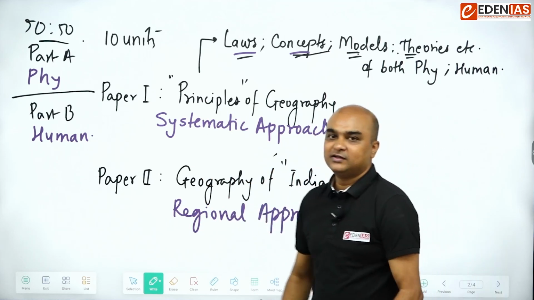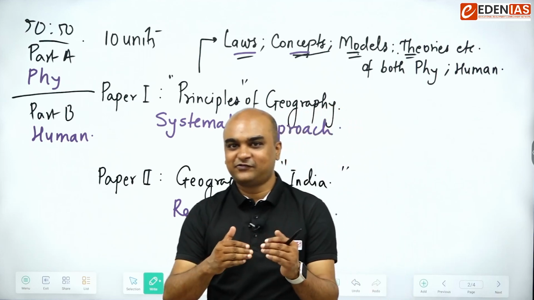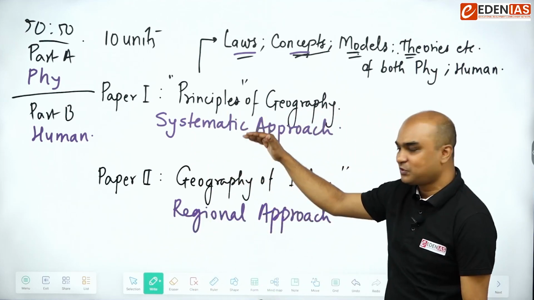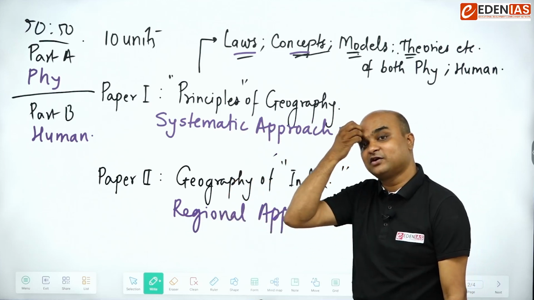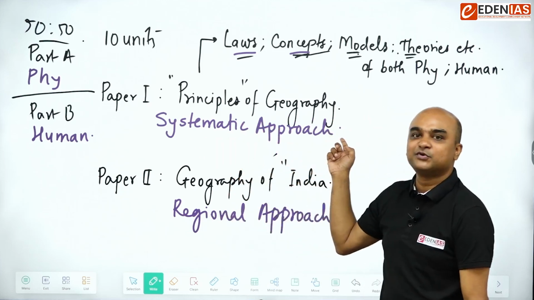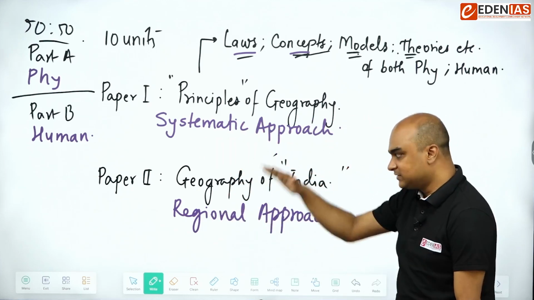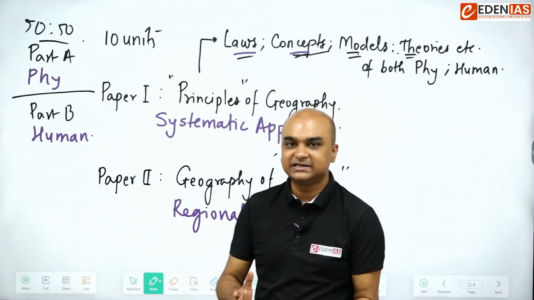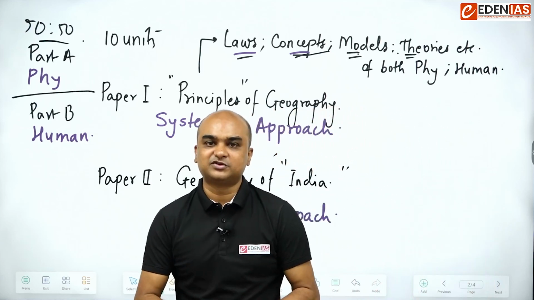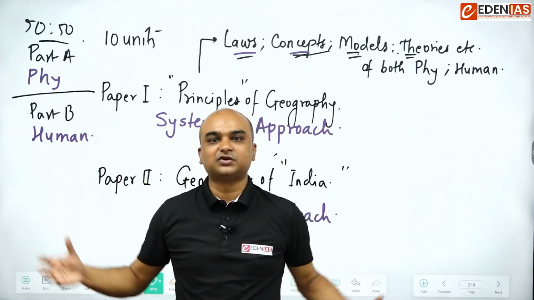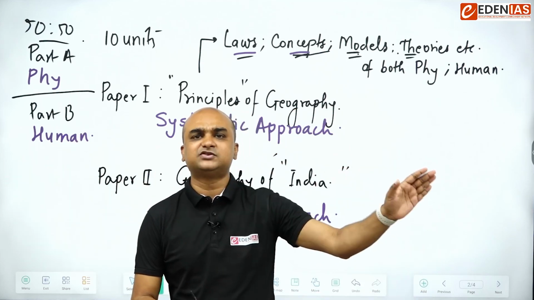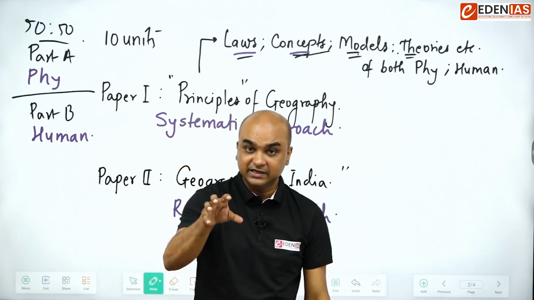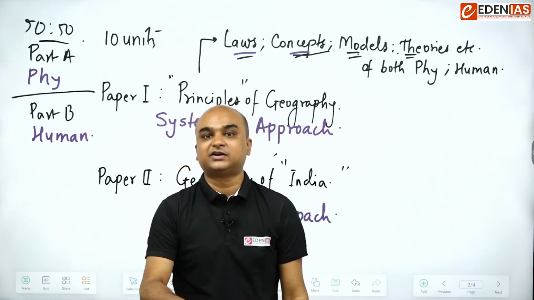As I told you, there is a kind of contest between the systematic approach and regional approach. Several geographers believe that this is the right approach to study geography, whereas others feel this is the right way to study geography. What is regional approach? In regional approach, you consider all the geographic variables, all the physical geographic variables and human geographic variables, and you study it with respect to one particular region.